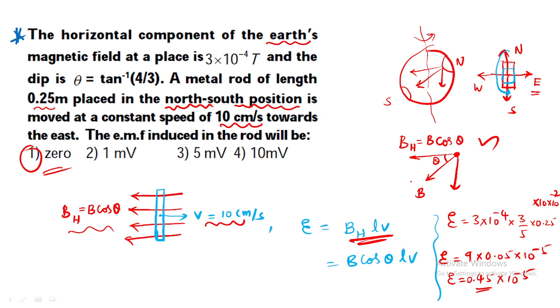Done? Shall I move on? But horizontally there is nothing coming. Okay? Listen. Horizontally there is no answer you are getting here. What about the vertical component? Vertical component means B into L V.